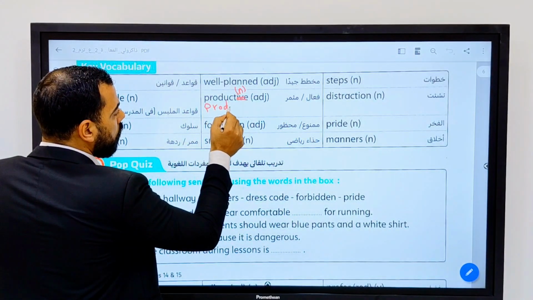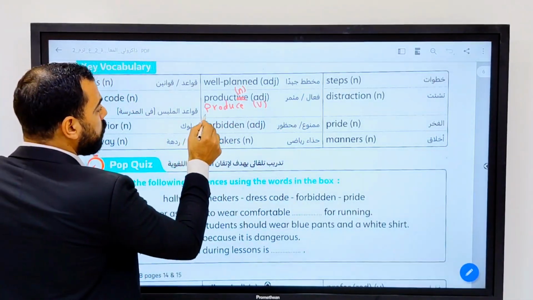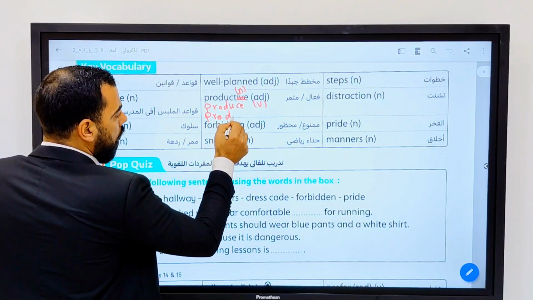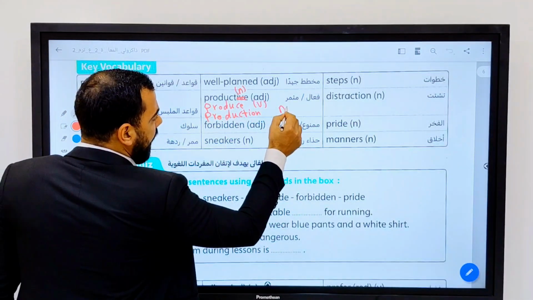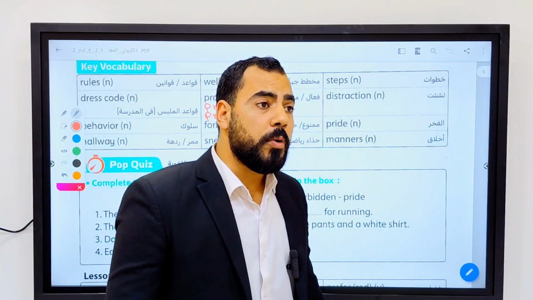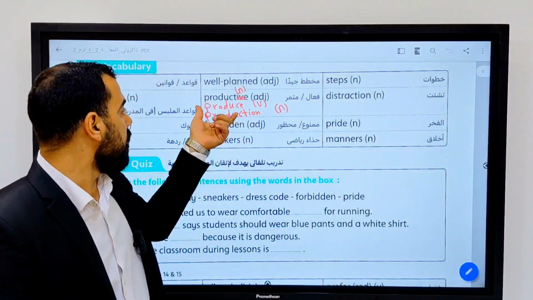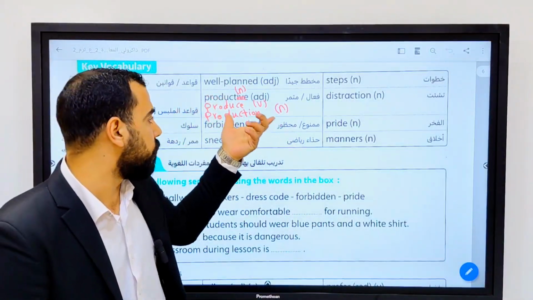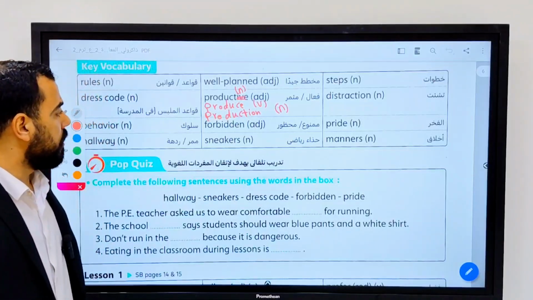Produce is a verb. Production is a noun as well. Production is the process itself. So you have to know the derivatives of each word, which one is an adjective, which one is a noun, which one is a verb. They will help you a lot.